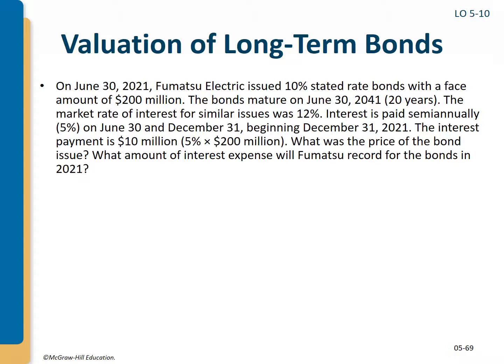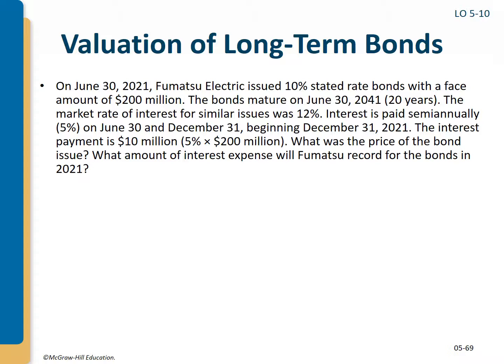Interest is paid semi-annually at 5% on June 30th and December 31st, beginning December 31st, 2021, so at the end of the first 6 months. The interest payment is calculated by taking 5% of the $200 million face value. Remember, 10% is annual. Interest payments are happening twice a year, so they'll be paid at 5%, $10 million. What was the price of the bond issue? So we need to determine the present value of this bond.